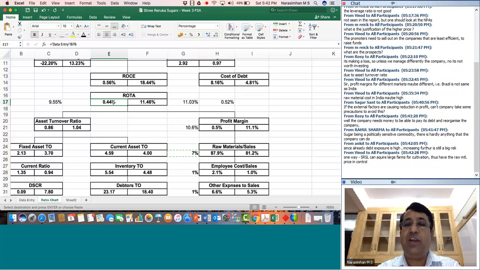Vinod says we can buy our own farms and grow the raw material, so we can have control on the price. Possible, but I'm not sure whether it is practical, in the sense that the quantity is so large. It is not practical for a corporate to buy thousands or millions of acres of land, start growing sugar cane on it and go for full production. To some extent they can, but I don't think it's possible.